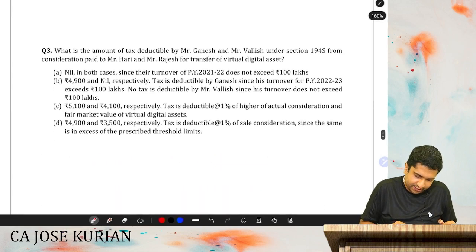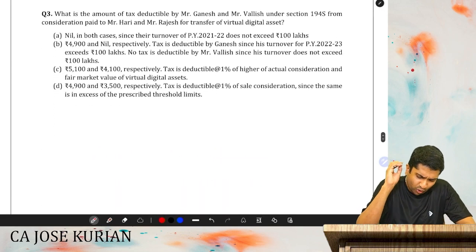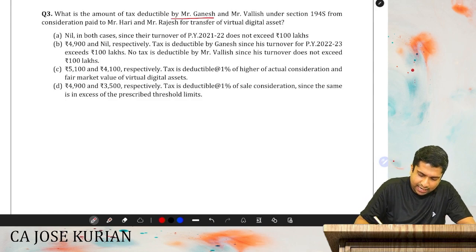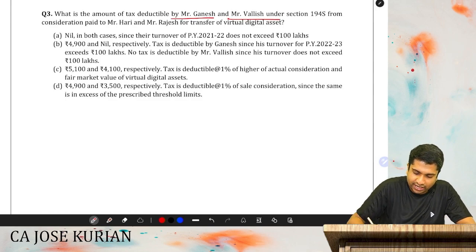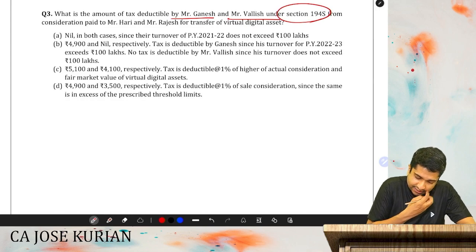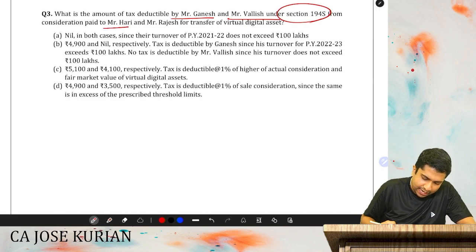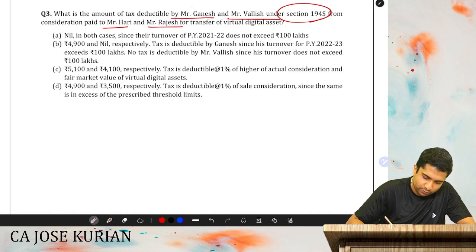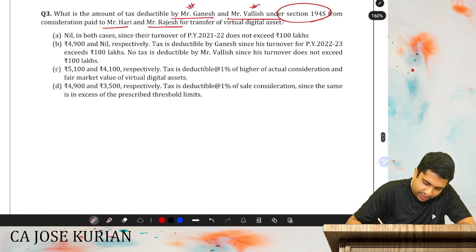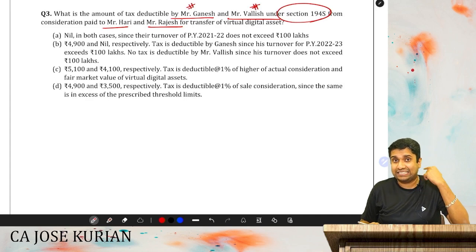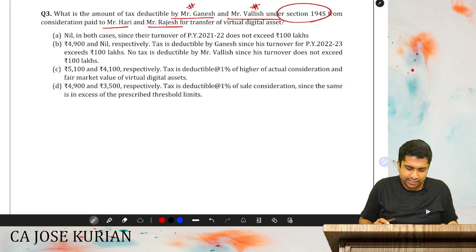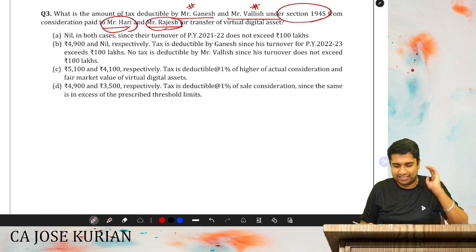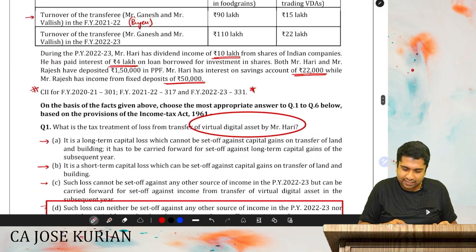Moving on, friends, question number 3. What is the amount of tax deductible by Mr. Ganesh and Mr. Wallish under 194S from consideration paid to Mr. Hari and Mr. Rajesh for a transfer of virtual digital assets? Both Mr. Ganesh and Wallish are individuals. Mr. Hari as well as Mr. Rajesh are residents also. So 194S, let's understand.